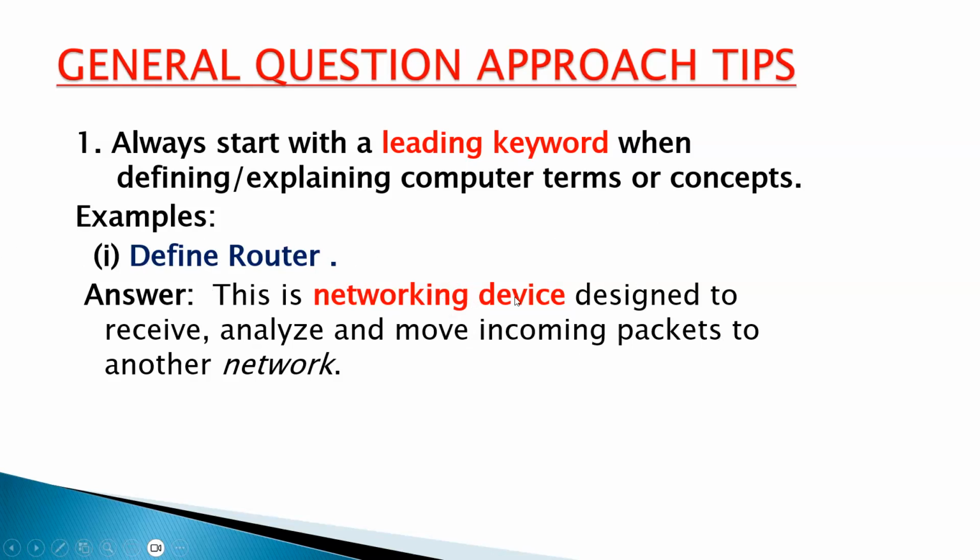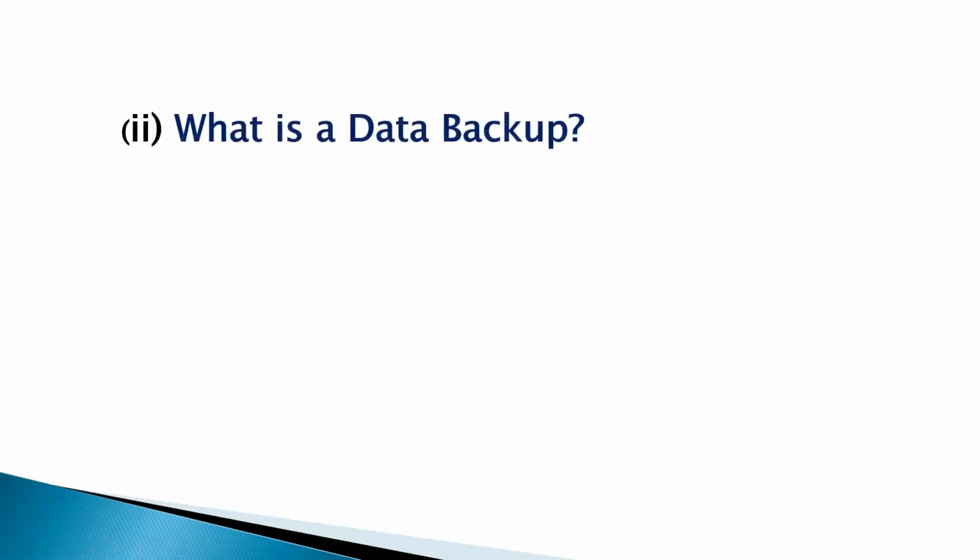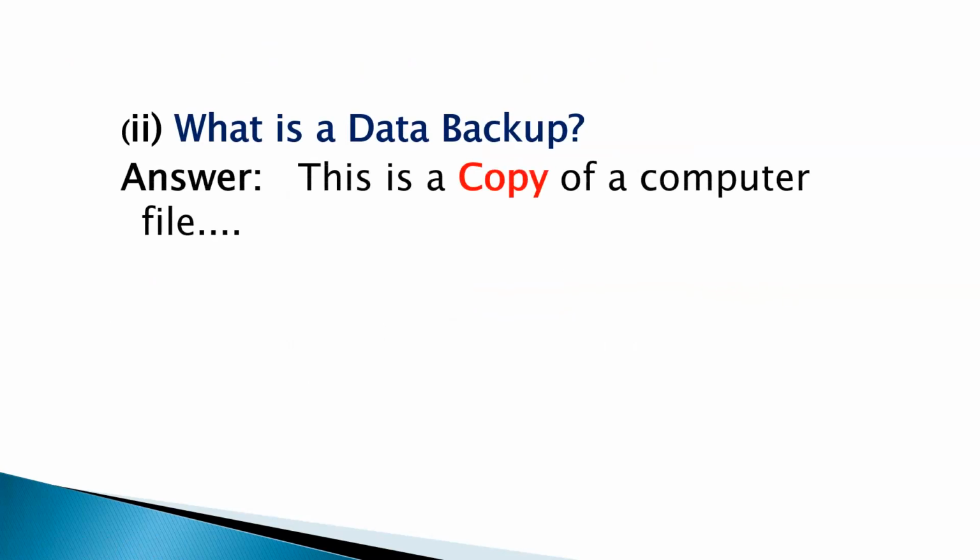All those are networking devices. So the keyword there is a networking device. Example number two, if I say, what is data backup? The keyword here is a copy of something. It is a copy of a computer file. You can follow the definition, but in tip number one, we are saying those keywords should come out, and avoid replacing these keywords with the term one.